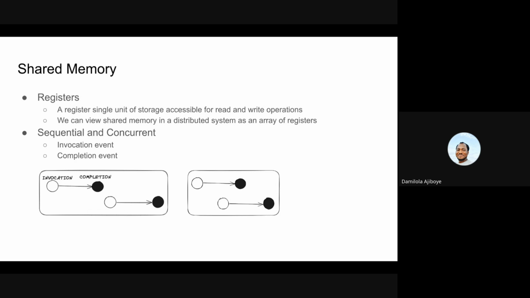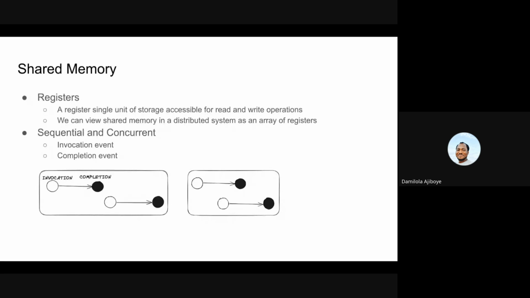So we can view shared memory in a distributed system as an array of registers. Another thing to think about is sequential and concurrent operations. So we have read and write operations, but how do we know when they are sequential, when they are concurrent? We can look at operations as having two events, an invocation event and a completion event.